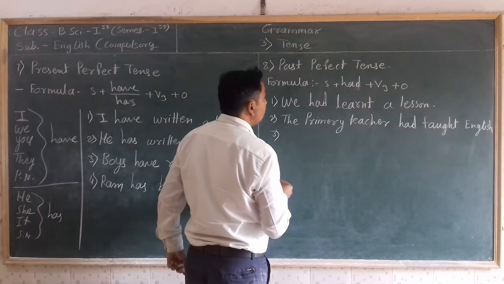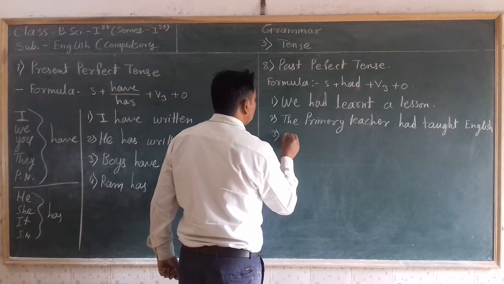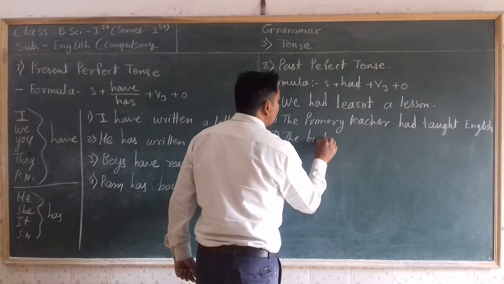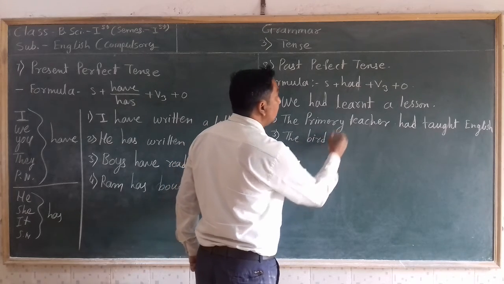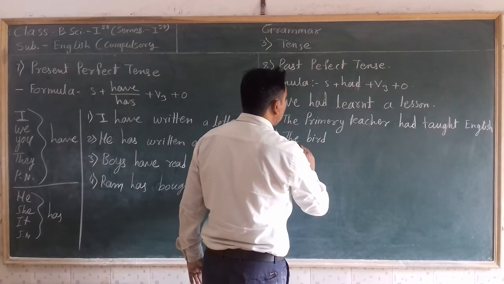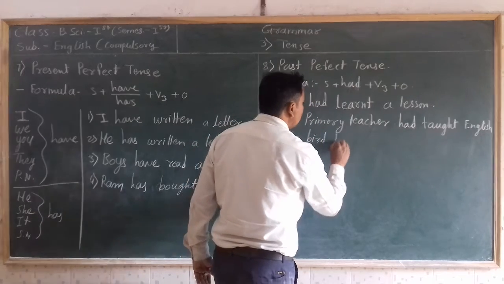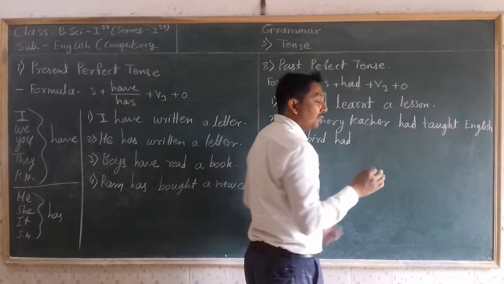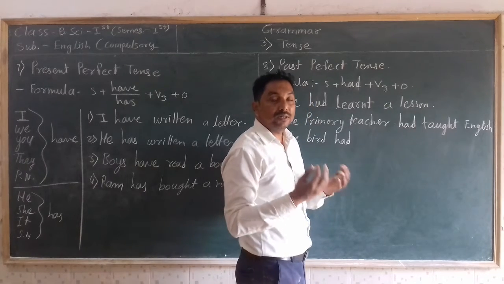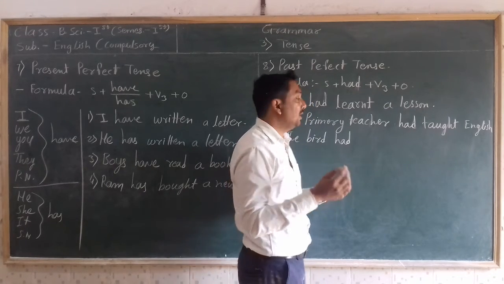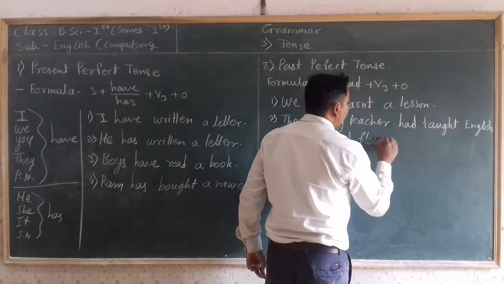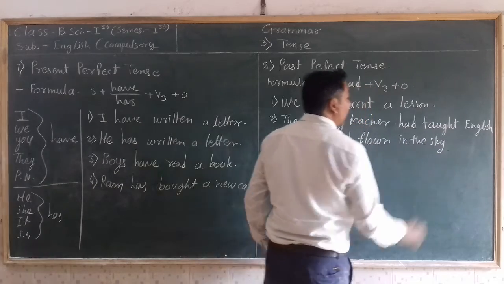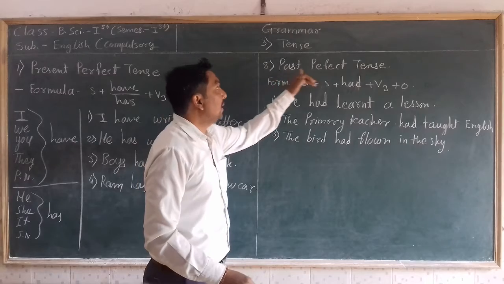Let's take another sentence. Suppose I will take the subject, the bird. So this is the subject bird. After it, use had always in past perfect tense. After the subject, we have to use had. Then V3, third form of the verb. I want to take a verb fly. So what is the third form of fly? Past participle of fly, it is flown. And then the object: where has it flown? In the sky. In this way, we can write any sentence in past perfect tense.